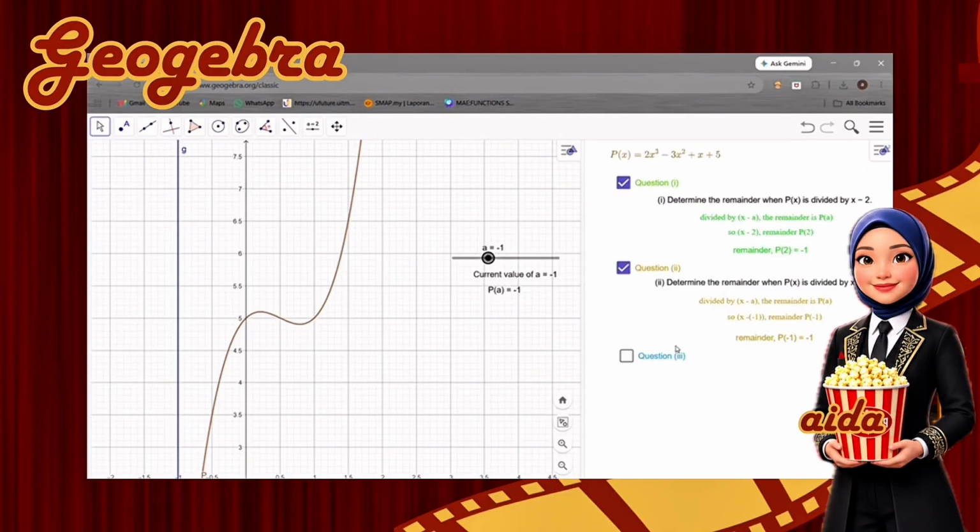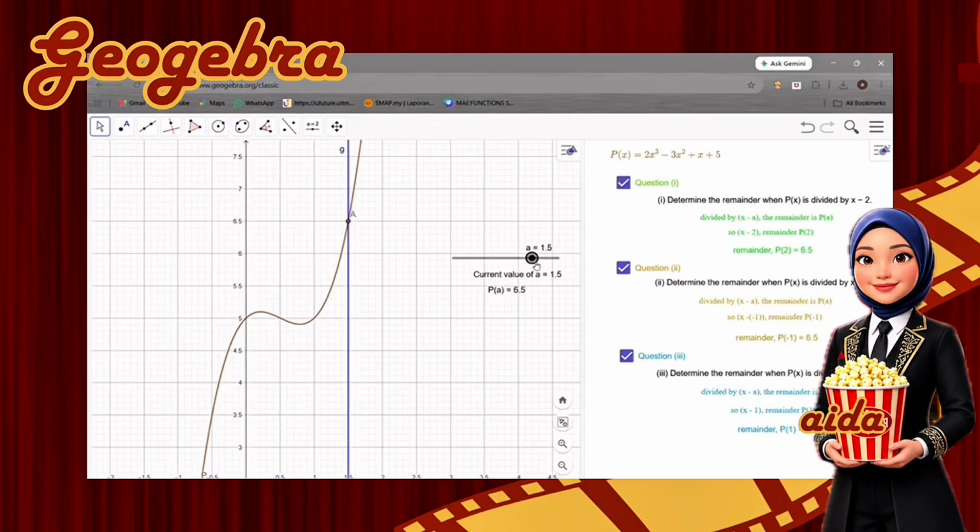So next, the last for this quiz, we need to determine the remainder when P(x) is divided by x minus 1. So the remainder will be P(1). I will move to 1. Now a becomes 1, and the value of P(a) is 5. So overall, the slider lets us choose the value of a, while the blue vertical line shows the position on the graph. GeoGebra can instantly calculate P(a), making it a fast and effective way to check whether our manual calculations are correct.